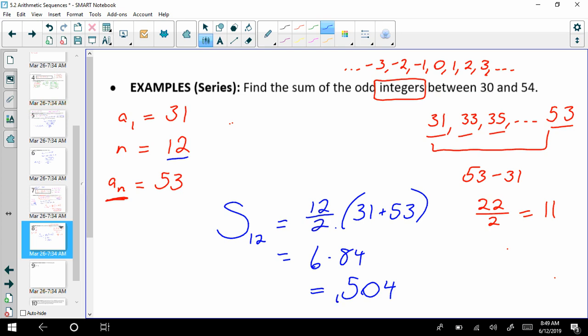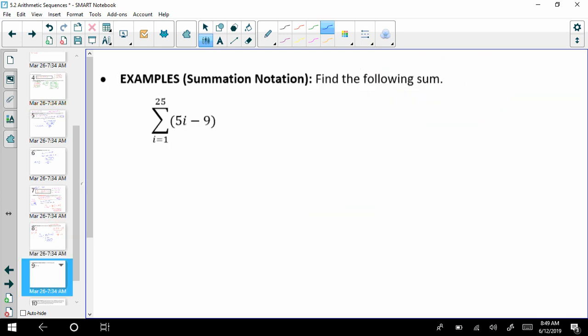And I get 504 for my total. Let's try another one of those. Find the sum. Now on this one, I wouldn't have even had to give you the directions because remember, if you see the sigma symbol, that literally means we are going to find the sum.